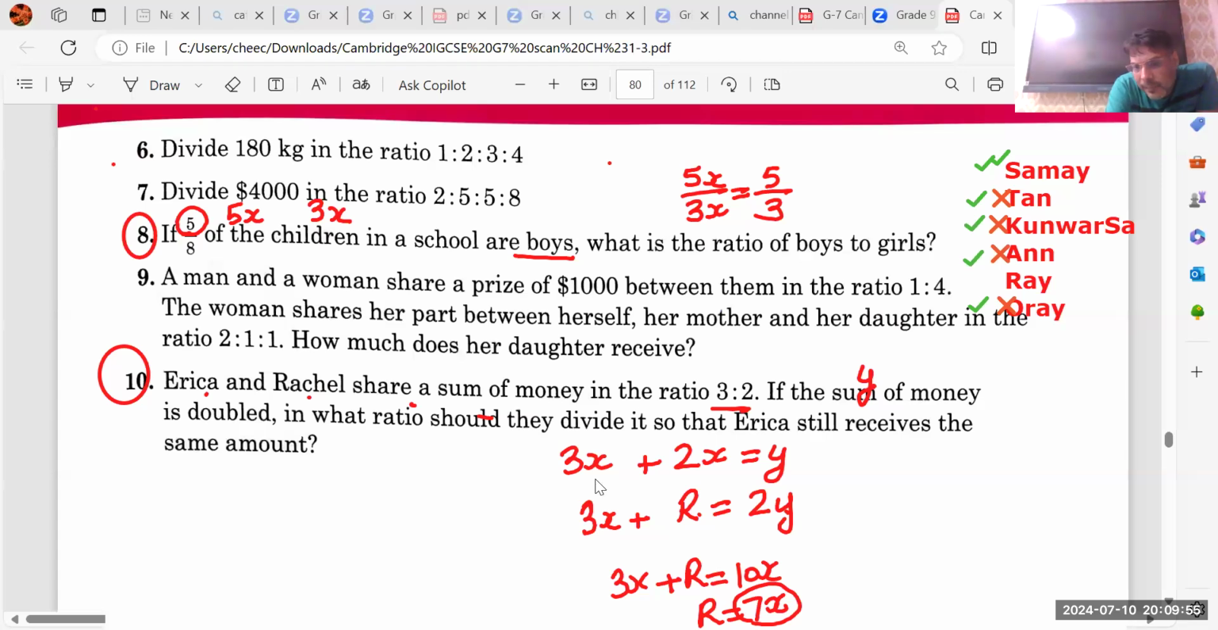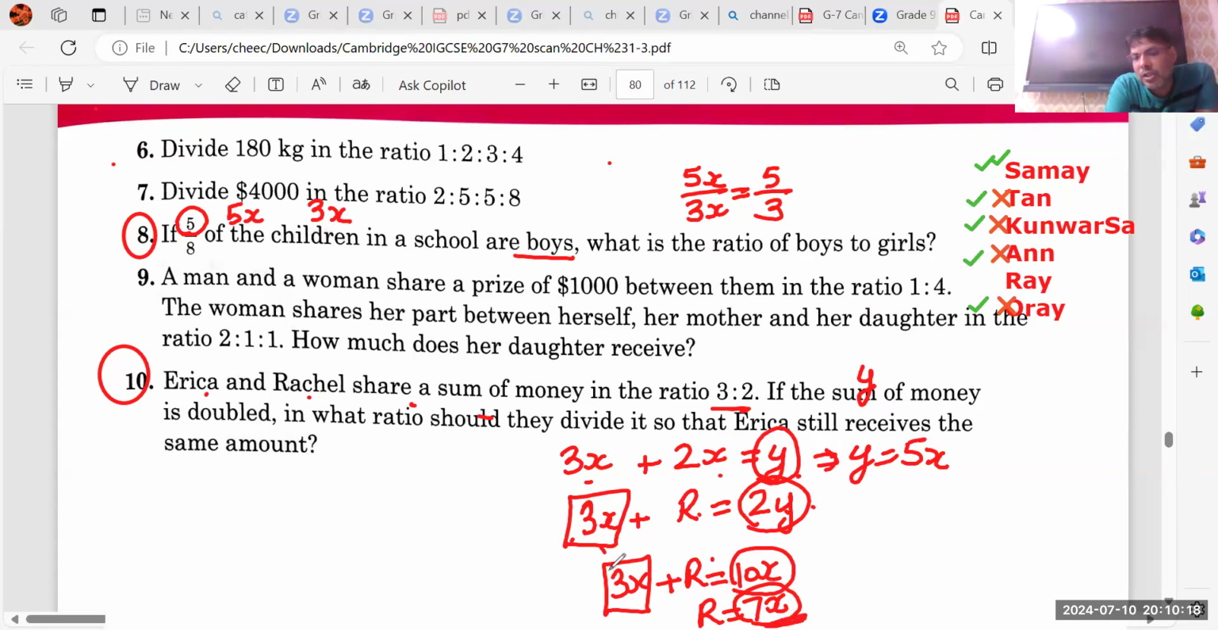So I will explain again. Let the total money be y. So y will be equal to 3x plus 2x, which implies y equal to 5x. Now they are saying the money gets doubled, and Erika should get the same money. So 3x plus Rachel's share should be equal to 10x. So Rachel's share should be equal to 7x, because Erika's share will remain the same. So everyone got it? Yes, sir. Samay, you did the same thing? Yes, sir.